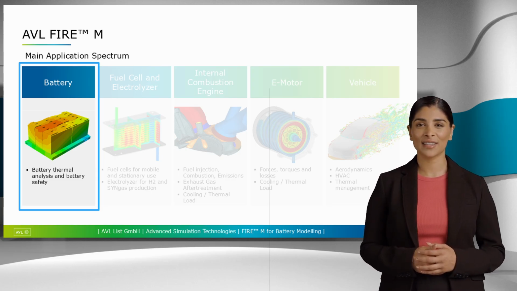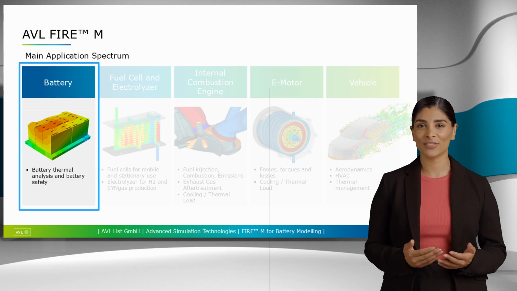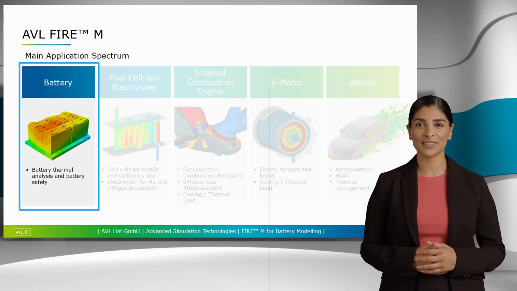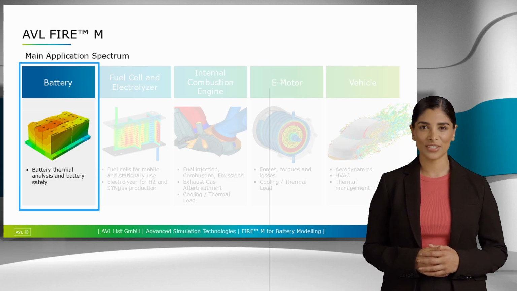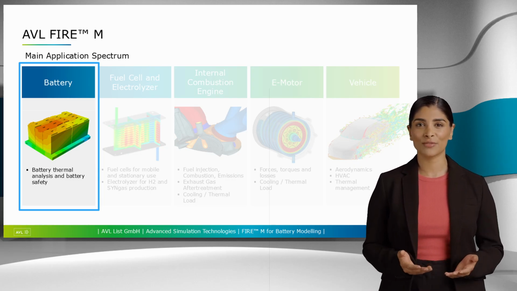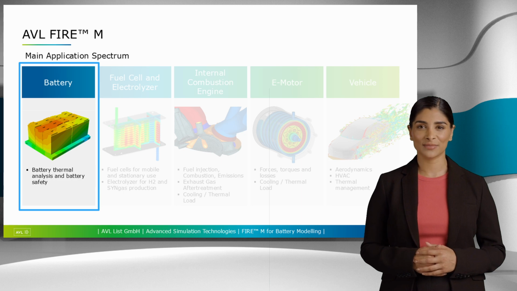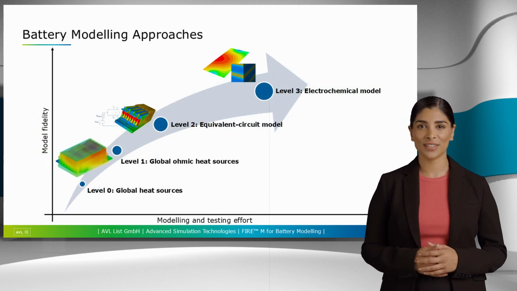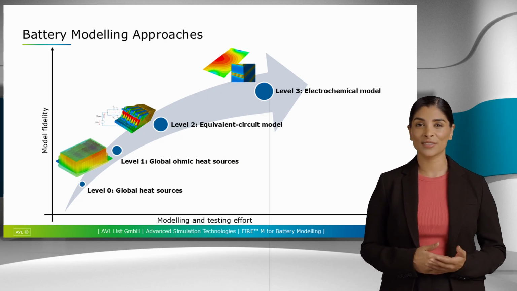An important aspect in this regard is the thermal layout of a battery module or pack. Therefore, the cornerstone for each simulation model is the description of the heat source from the battery cells. The more accurate the description or model behind it, the better the battery can be optimized. FIRE M features multiple approaches, ranging from very simple models that just consider the heat release up to very detailed models that describe the full electrochemical state.